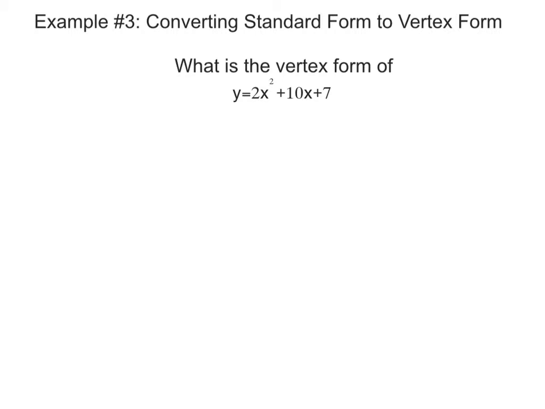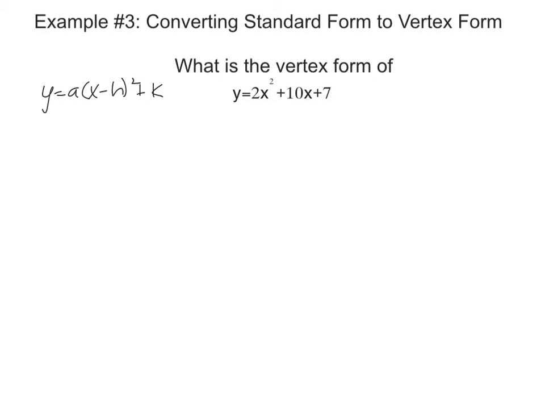It's no different, for example, than when we were changing from standard form of a linear equation back to slope-intercept form. All we're doing is manipulating our variables to fit the form that we want. So let's be reminded of what vertex form is. First of all, vertex form is y equals a in parentheses x minus h squared plus k.